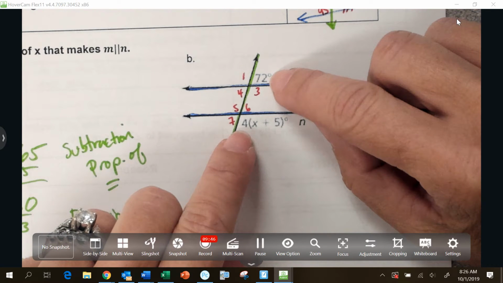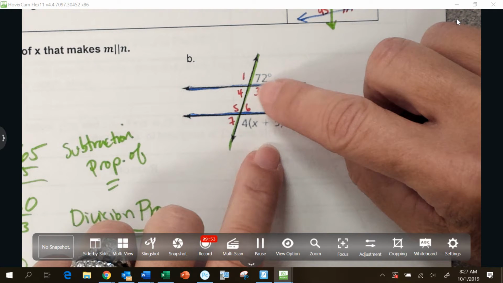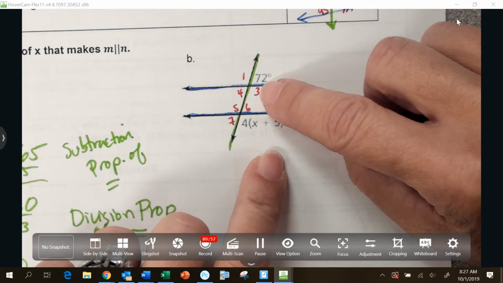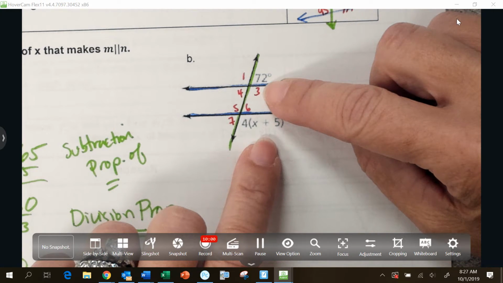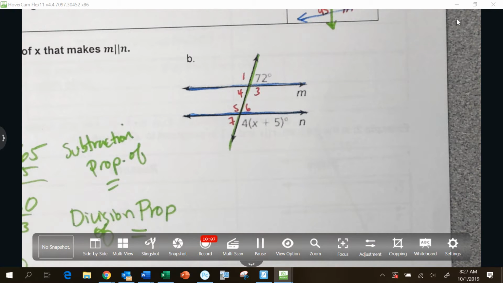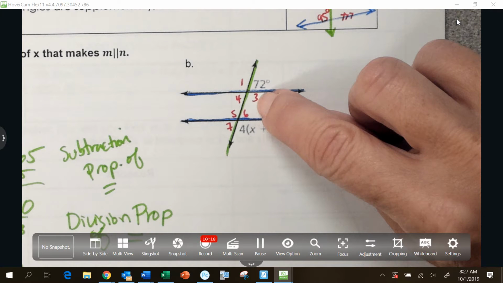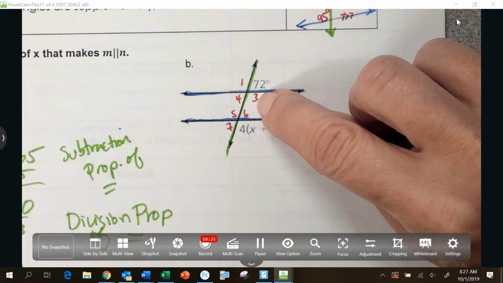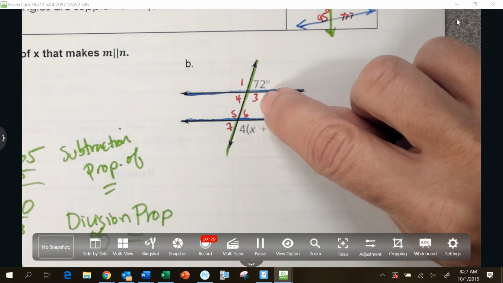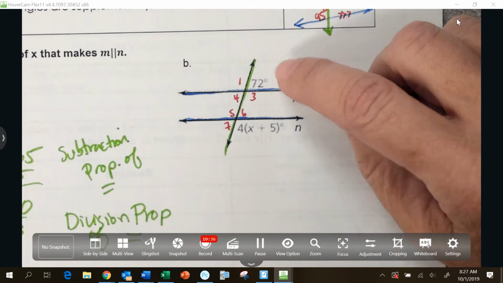No, not that. I mean, once you find angle 3, then you would set it equal to this. Oh, I would do 4x, or 4 times x plus 5, or 72. Where are you getting the 72 from? Did you do more than you said? I think you did more than you said. So if you did angle 3, that's not 72, right? Did you find angle 3? So you were saying it was corresponding to 3, and then you just used linear pair kind of, but not actually using the pair.